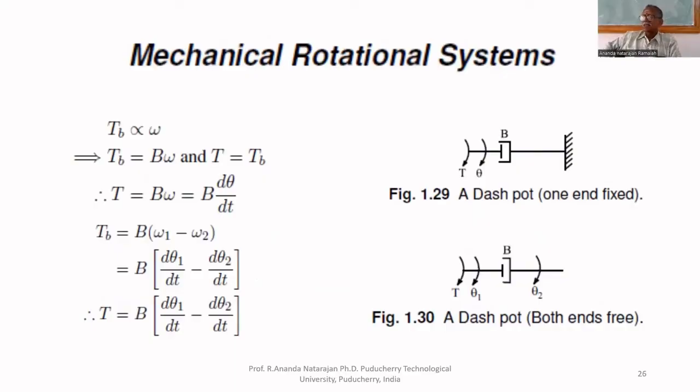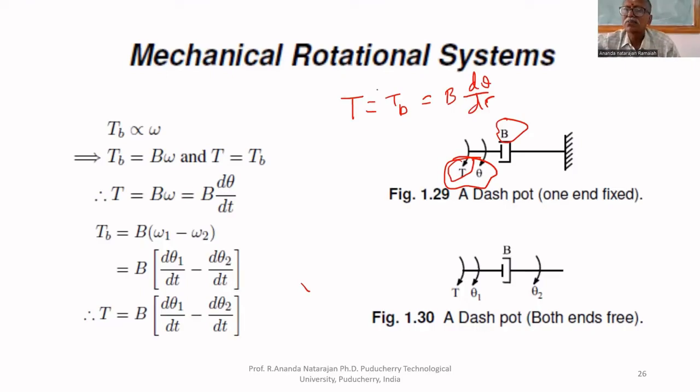In the same way, the dashpot effect. The angle is theta. Angular displacement is theta. The applied torque is T. Dashpot constant is B. Therefore, applied torque must be equal to T_B, that is equal to B d theta by dt. That's all. But d theta by dt is angular velocity omega. That's why we can write B omega also.